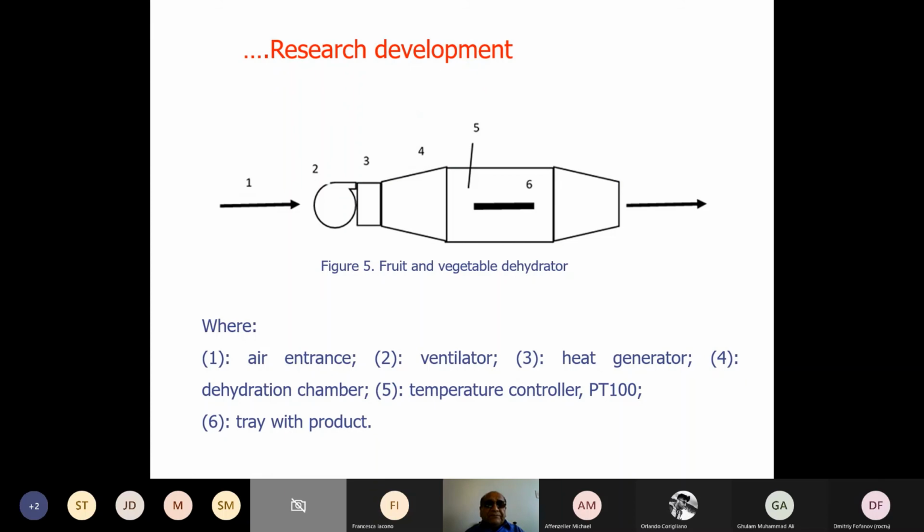This is the chamber situation: air entrance, fan, heater generator, dehydrator chamber, PT100, and the products.